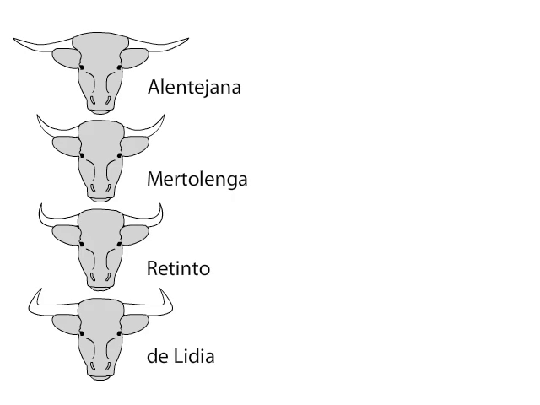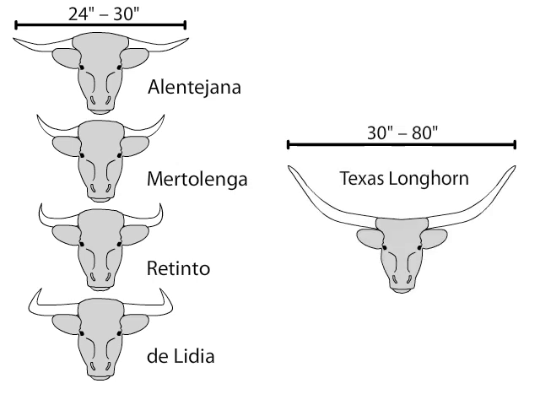Similar to modern Portuguese and Spanish breeds, the founding cattle likely had horns spanning 24 to 30 inches tip to tip as adults. Compare that to Texas Longhorns with spans of 30 to 80 inches.